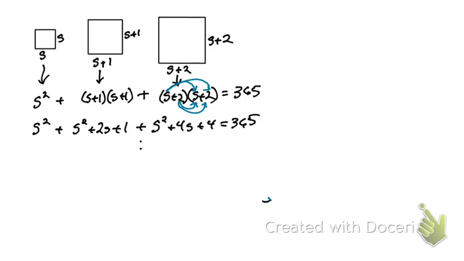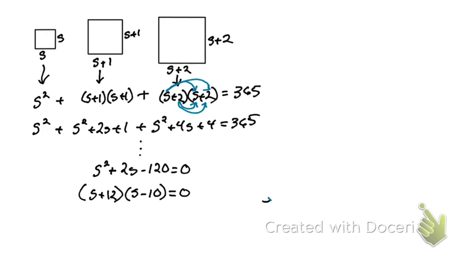Well, working our way down, you should end up getting down to S squared plus 2S minus 120 equals 0, which factors into S plus 12 times S minus 10 equaling 0. This one would be S equals negative 12, which isn't going to work. And another one would be S equals 10, which does work. So you're just going to replace 10 in for each of your S's, and you'll be able to get your areas for all three of them.